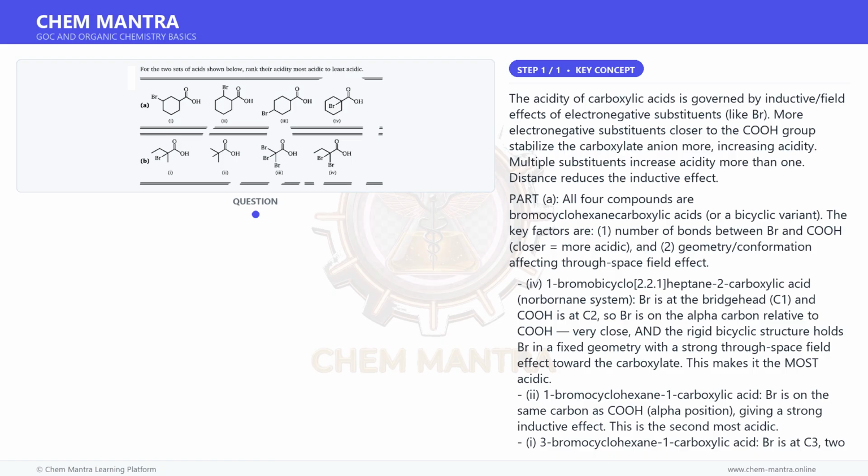2. Pivalic acid, no Br, only methyl groups which are electron donating and slightly destabilize the carboxylate. Least acidic. Ranking B: 3, 4, 1, 2.